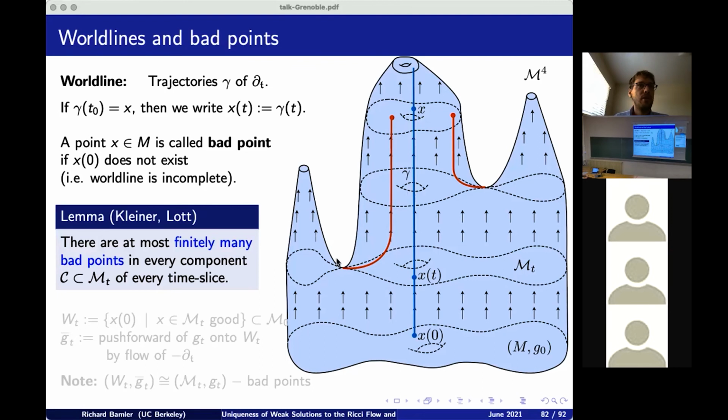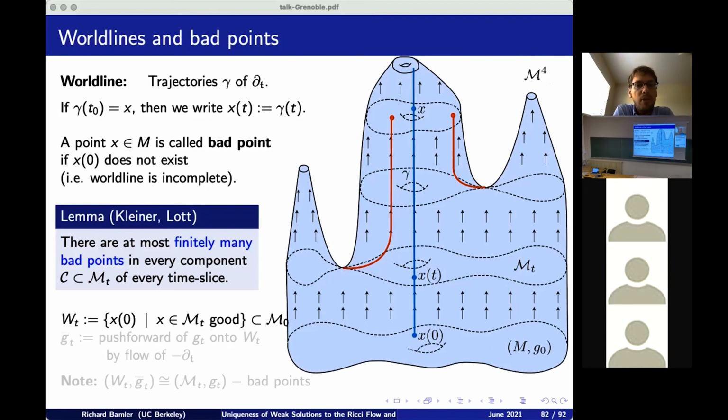And you also might say, well, there may be an accumulation of singular times. So why do we only see finitely many bad points? The reason for this is that very often singularities are behind each other. If we look in this time slice, then there's a bad point due to this world line. But then this singularity is behind the other singularity. So we wouldn't be able to flow into the singularity starting from here. Okay, so this is the reason why we only see finitely many bad points. So we have finitely many bad points in every component of every time slice.